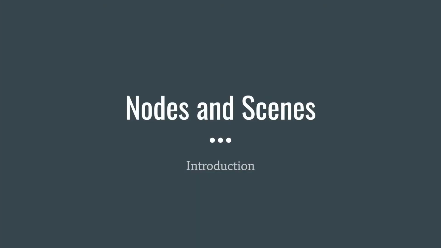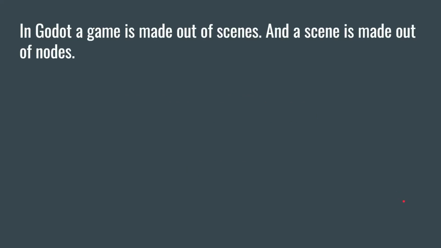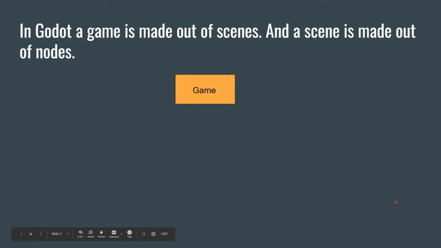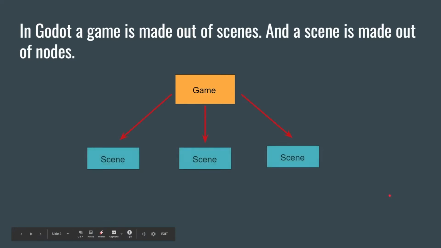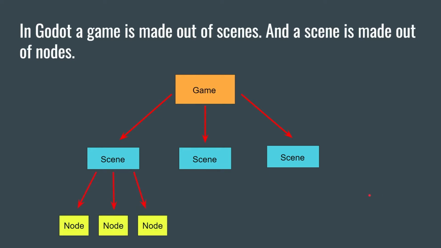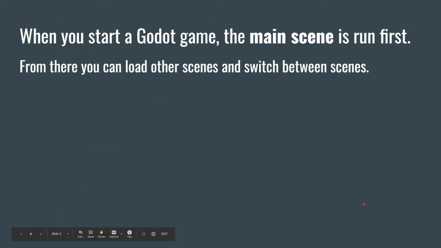Welcome. In this lecture, we're going to take a look at nodes and scenes. So in Godot, a game is made out of scenes, and each scene is made out of nodes. Let's say we have a game. Inside the game, we have multiple different scenes, and each scene is made out of different nodes. You can think of a game as a collection of scenes, and you can think of a scene as a tree of nodes. When you start a game in Godot, the scene that's run first is the main scene.